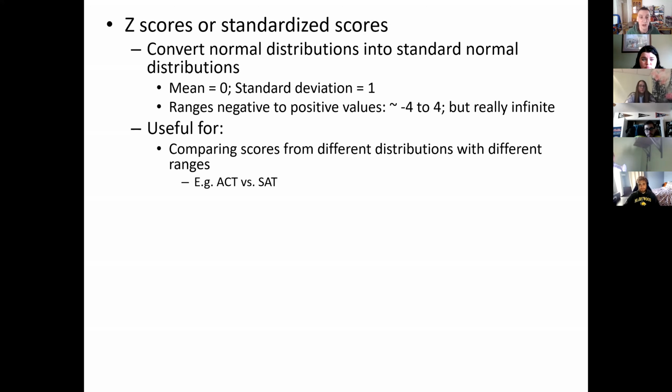So what you would have to do is convert the ACT score into a Z score, and convert the SAT score into a Z score. Then you can make apples to apples comparisons.